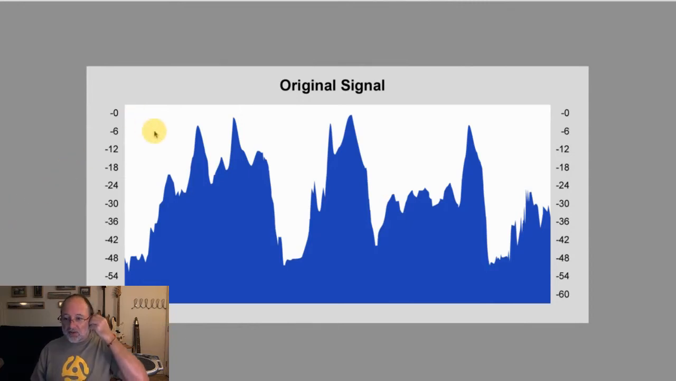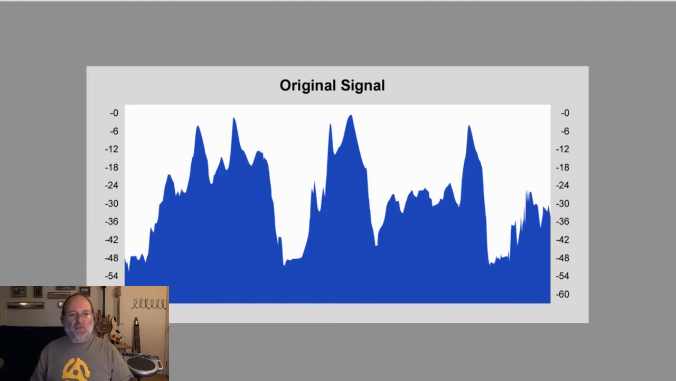So this graph shows the amplitude over time of an example signal, going up to 0, which is full value samples, down to -60. You can see here the peaks are hitting between about -3 and maybe -12, and the noise floor is down here around -48.